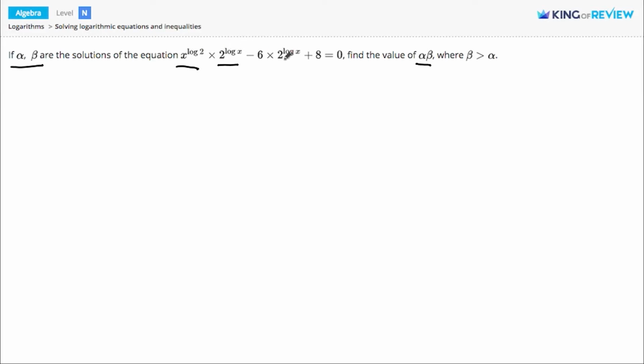Now there's a very important property of logs that says if you have some base a to the power log base b of c, this is exactly equal to c to the power log base b of a. So basically we can switch a and c, the number inside the log in the exponent and the base of the exponent, and we get something exactly equal as long as the two logs have the same base. That's exactly what's happening in these first two terms.